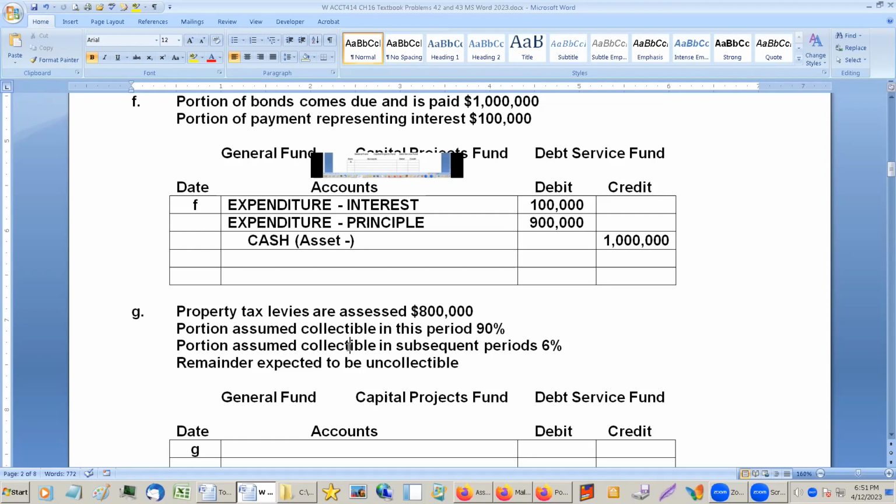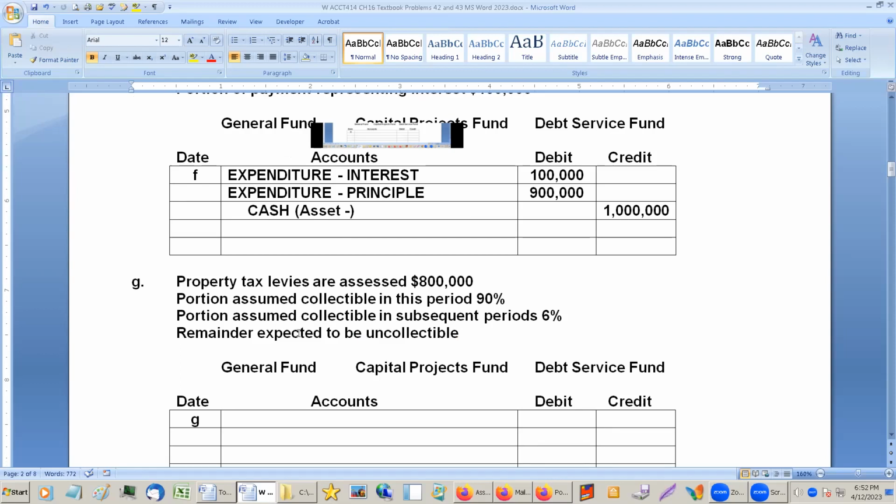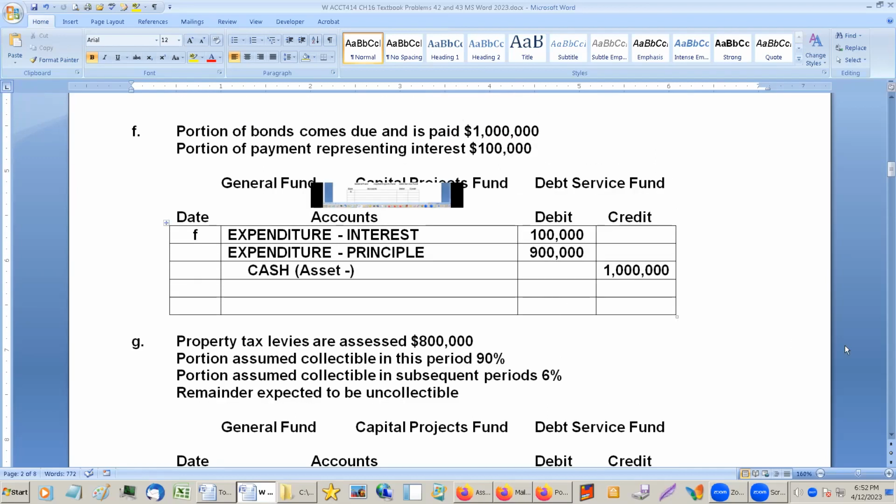Okay, property tax levy or assessed at 800,000. Collectible is 90%. So we're going to collect. What is that? 720,000.